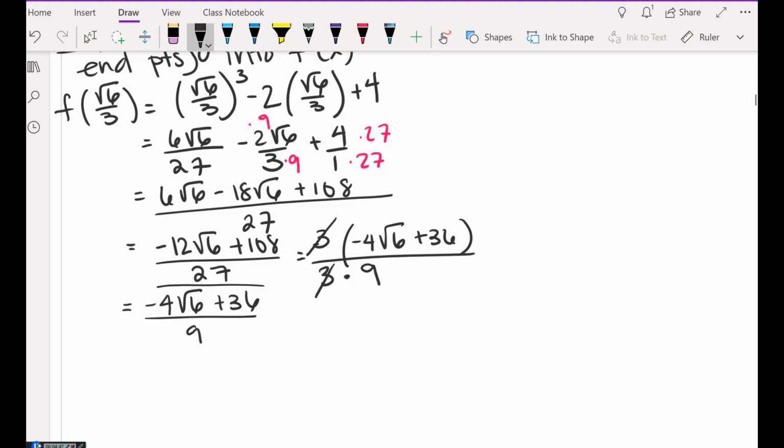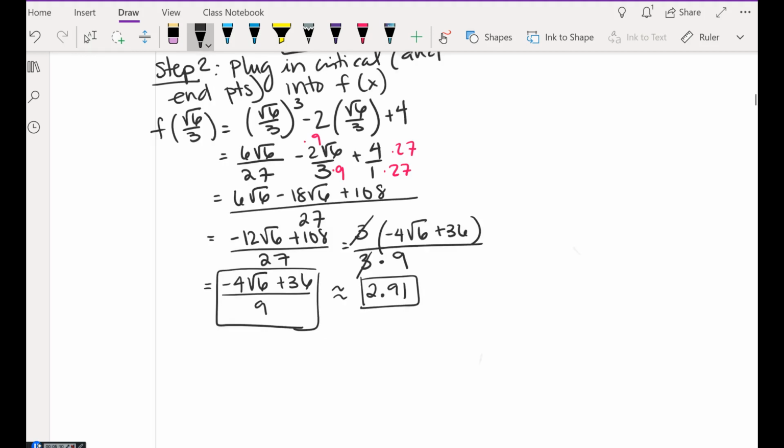I'll box that up. Now, some of you already have a calculator out. What is that in decimal? 2.91. Perfect. Thank you so much. Okay. Then we have to do the other critical point to get our output.